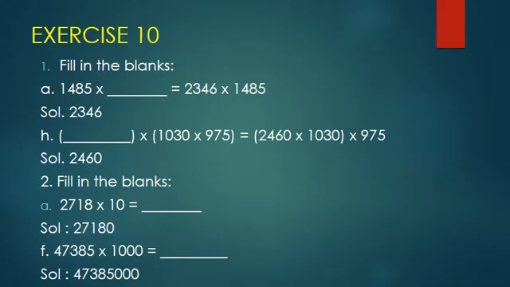Now question number 2, fill in the blanks. Here first one, 2718 multiplied by 10 is equal to 27,180, and fifth one, 47,385 multiplied by 1000. So what do you get?